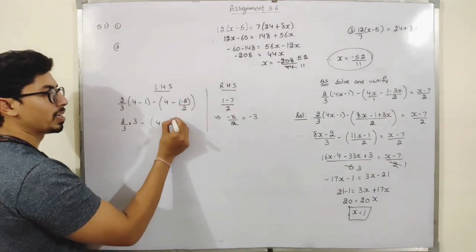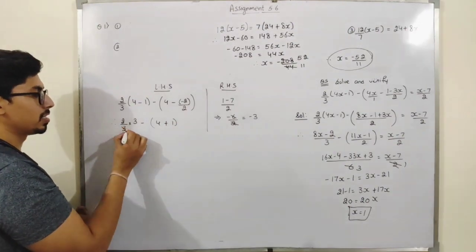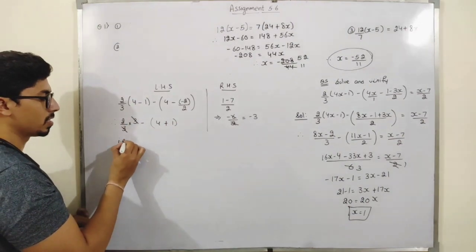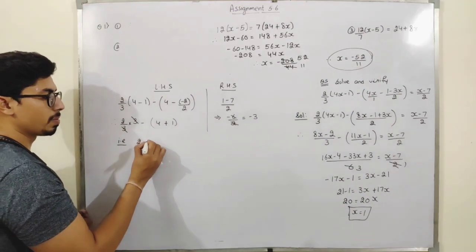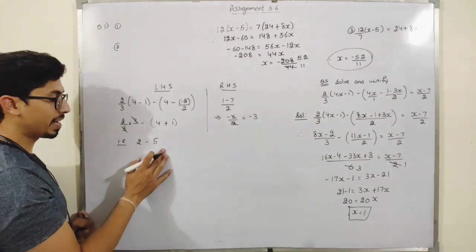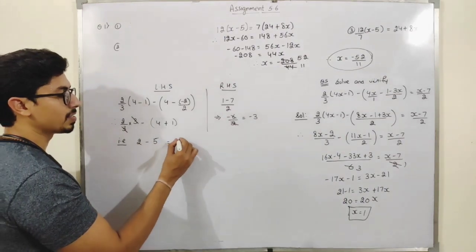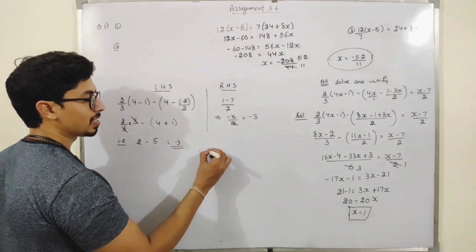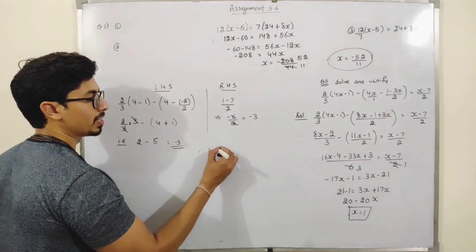2 by 2 is 1. I can write it like this. Just cancel them out. There, that is 2 as it is. Minus 4 plus 1 is 5. Now students, if I just subtract them, 2 minus 5 is minus 3. Therefore, LHS is equal to RHS.